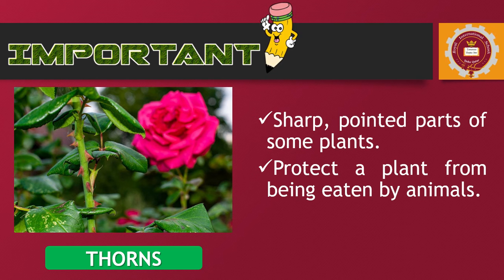Okay, so what is the purpose of the thorn? It protects a plant from being eaten by animals. Okay, it protects a plant from being eaten by animals. So sharp pointed parts of a plant is thorn.